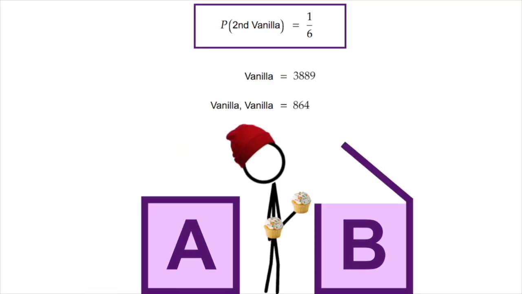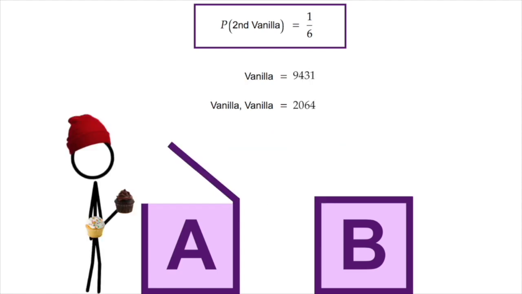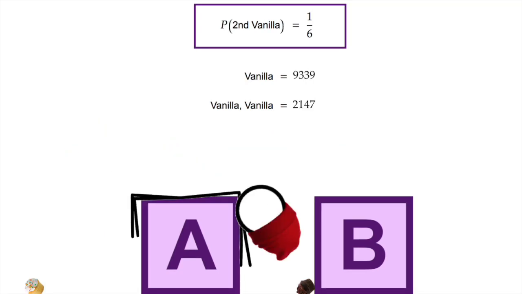Do it all over again, do it all again, and this time we get 9,339 games where the first cupcake was vanilla. Okay, and 2,147 of those where the second cupcake was vanilla as well. 2,147 divided by 9,339 equals 0.229. 0.229? It went up! It went up!